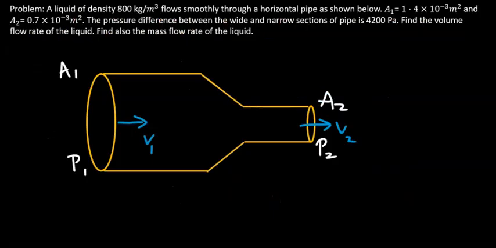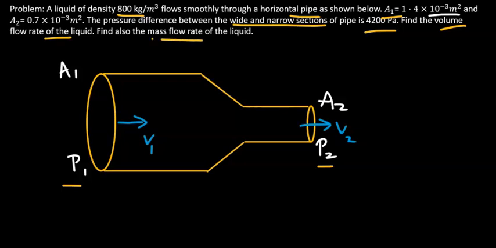Problem 1. A liquid of density 800 kg per cubic meter flows smoothly through a horizontal pipe as shown below. A1, that is the cross-sectional area of that surface, is 1.4 times 10 to the power minus 3 meters squared, and A2, that is this cross-sectional area, is 0.7 times 10 to the power minus 3 meters squared. The pressure difference between the wide and narrow sections, that means between P1 and P2, is 4,200 pascals. Find the volume flow rate of the liquid and also the mass flow rate of the liquid.